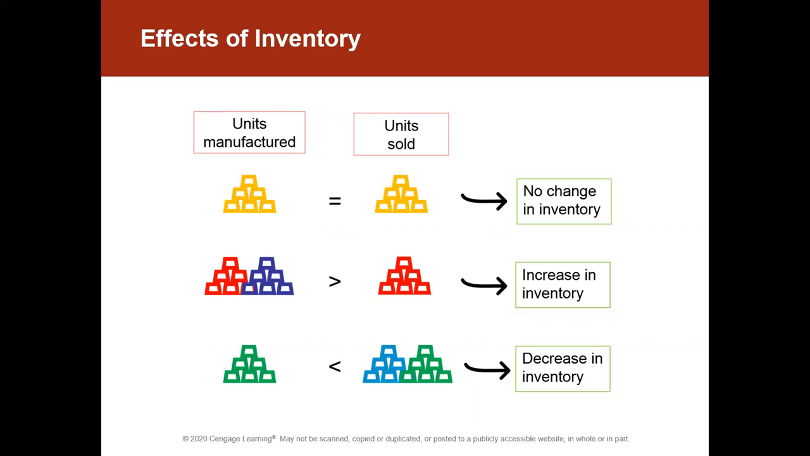But if I manufacture more than I sell, then my inventory is going to increase. I'll have more inventory at the end of the period. And if I manufacture less than I sell, then my inventory is going to decrease, because I'm going to use up some of the inventory that was sitting there before, plus all the stuff I made during the period. And so this is going to lead to some interesting differences between absorption and variable costing.